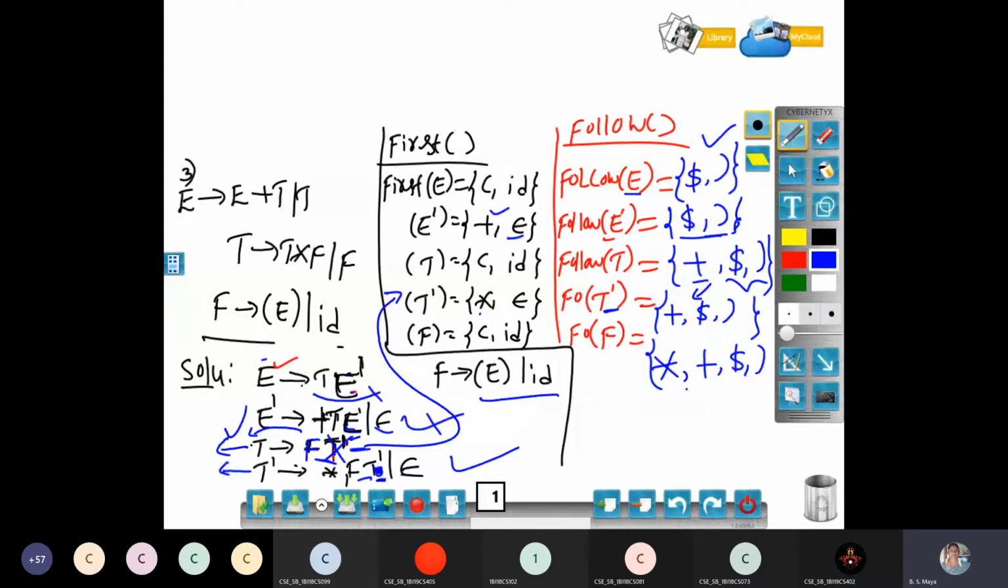Let me go for the last one. What is there in the last one? Open E, close, ID. Is there F? No. Then can I end with my follow set of F? Can you take down now? The follow set of E is dollar and close. Follow set of E dash is dollar and close.